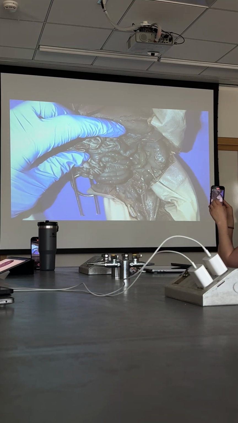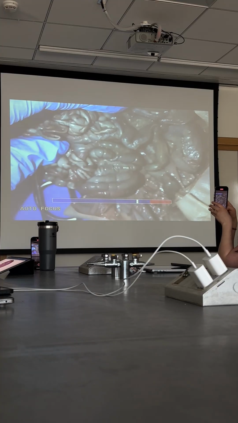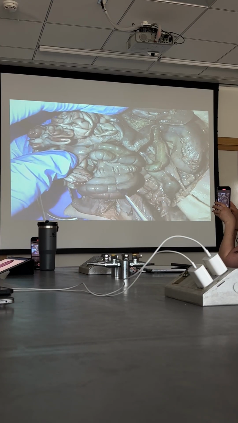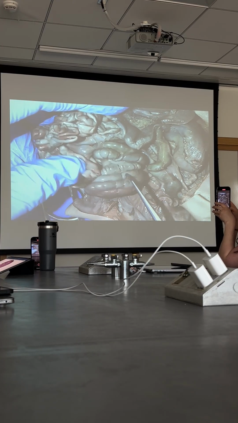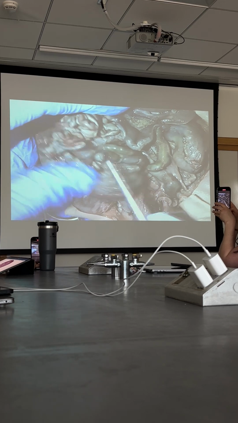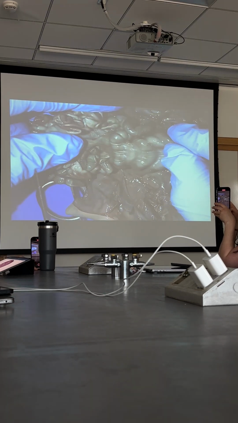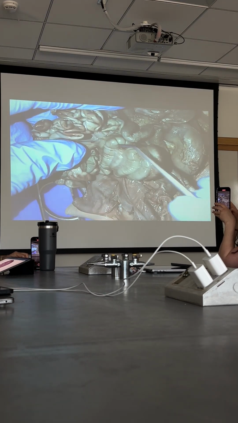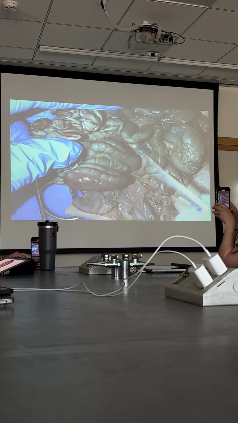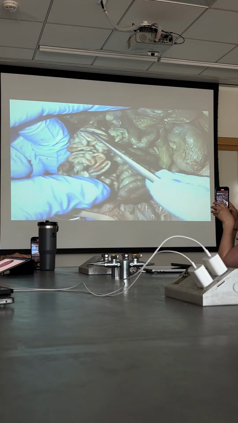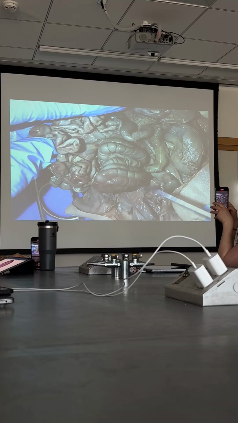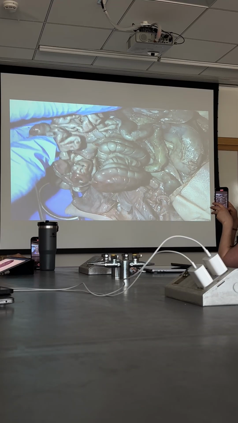Whoops, closer. Notice though, you can kind of see the haustra. You don't really see the tinea coli, but you can see the little sacs that are present. Okay, so that's all large intestine that you're seeing there. Everything else over there was small intestine. This is all large intestine.